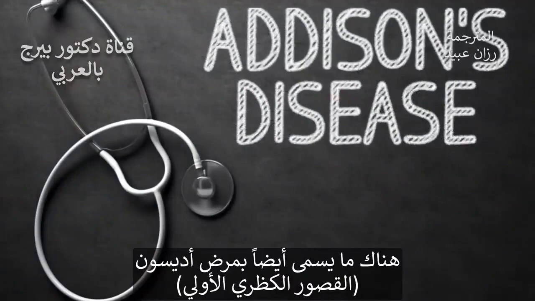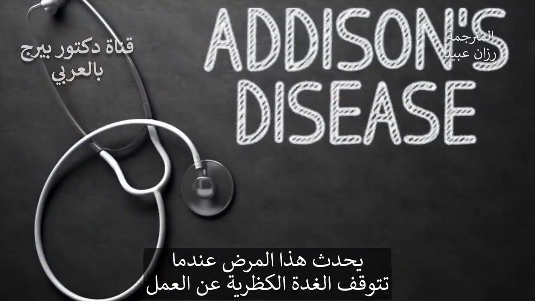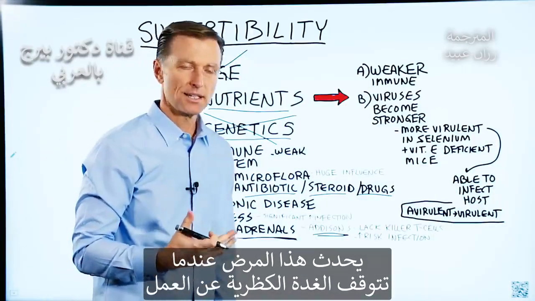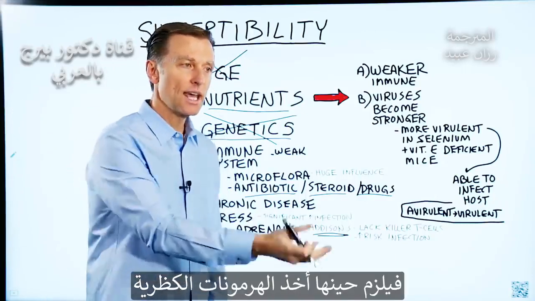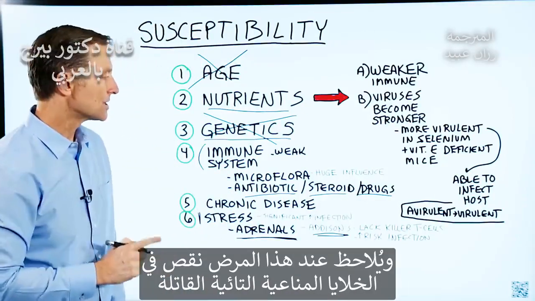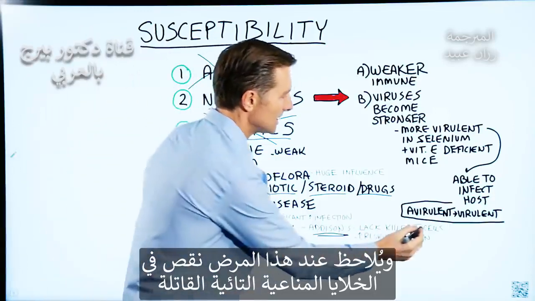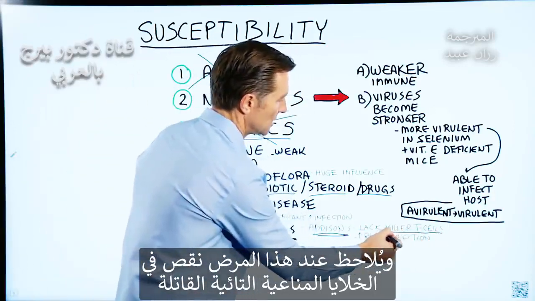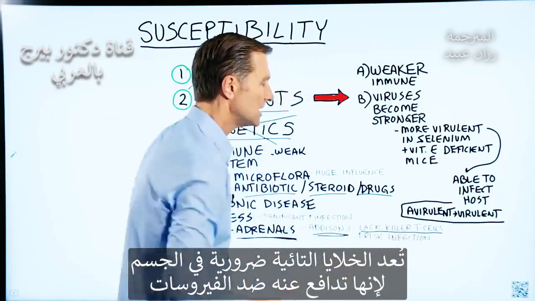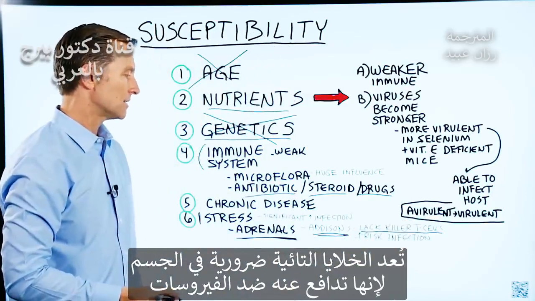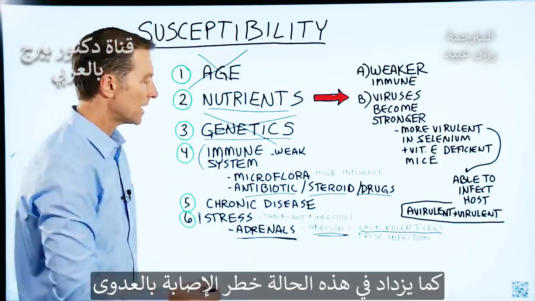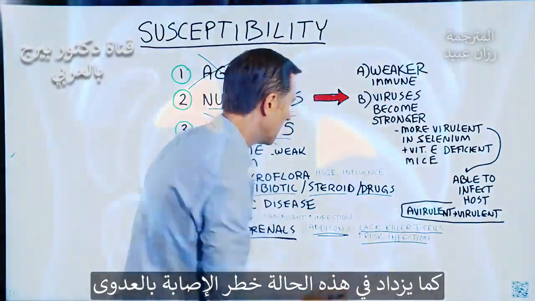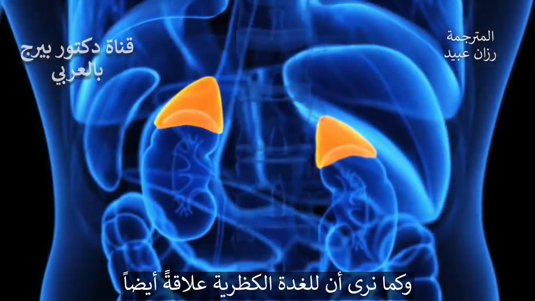If we also take a look at another condition called Addison's, that's a condition where your adrenals are basically shut down, they're not working, and you need to take adrenal hormones. You'll see a lack of killer T cells in this condition. Interesting. You need killer T cells to defend against viruses. Also, your risk of infections go way up. So the adrenals are definitely involved.